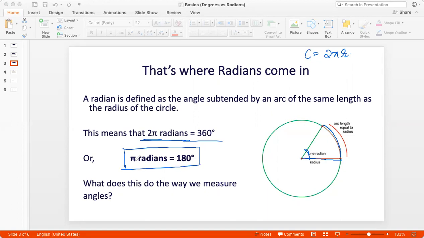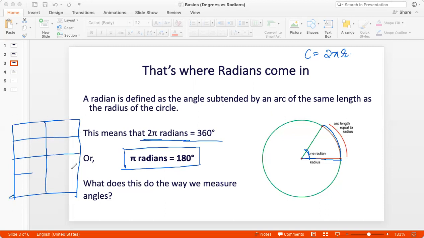Now, pi radians as 180 degrees is one of the most useful formulas that you would need in circles and in this topic, because this gives you a method to convert any angle between degrees and radians, right? So let's try and write a few common values. Let's say this is the degree column and this is the radian column.